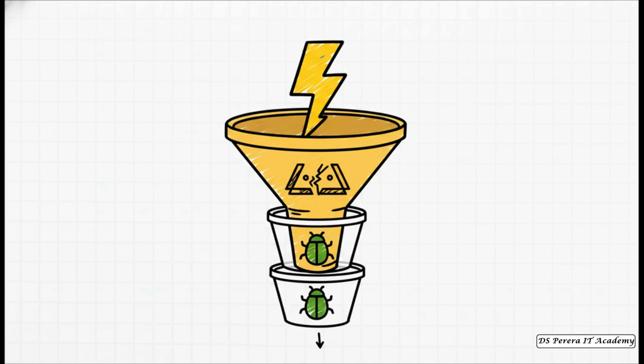Now, for the other half of the team, the catch block. This is your safety plan. This is the code that gets to run only if a specific kind of exception happens inside that try block.